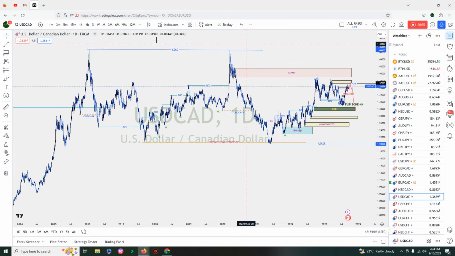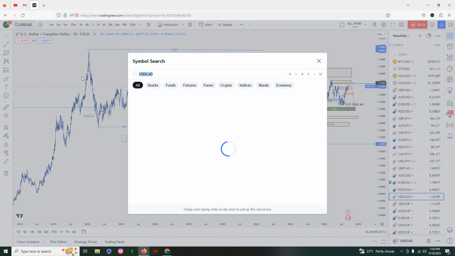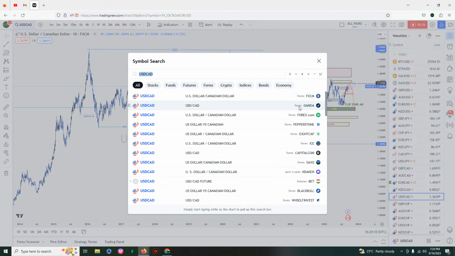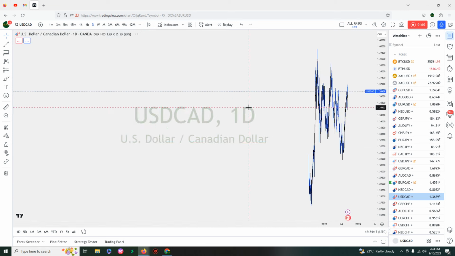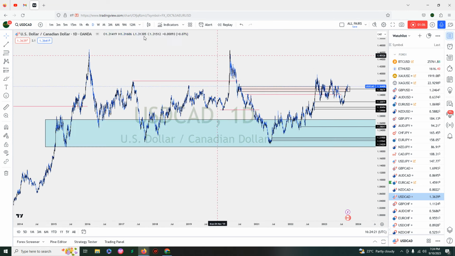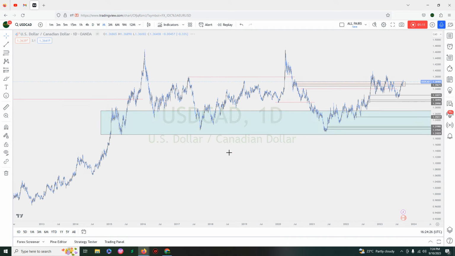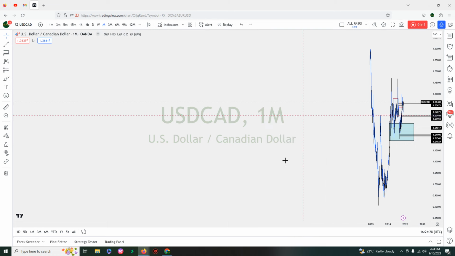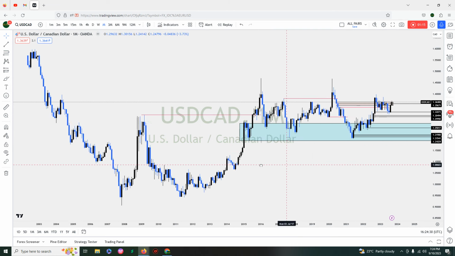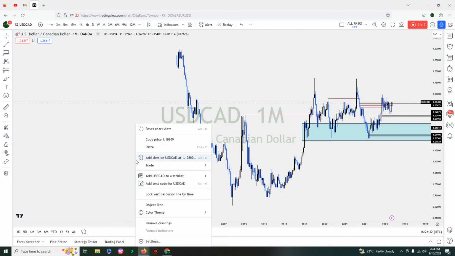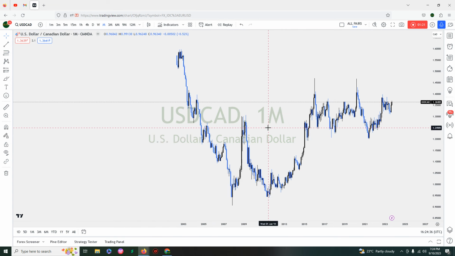So allow me to just go to a new USD Canadian chart. I'm currently using USD Canadian FXCM. I had previously used this for analysis some time back. So the first thing, I am on the monthly time frame, ladies and gentlemen. The first thing I will do is remove the drawings.